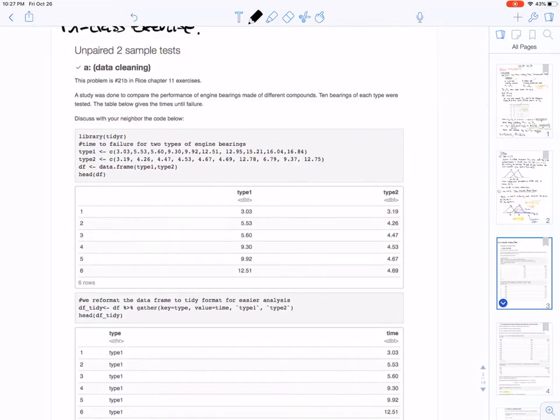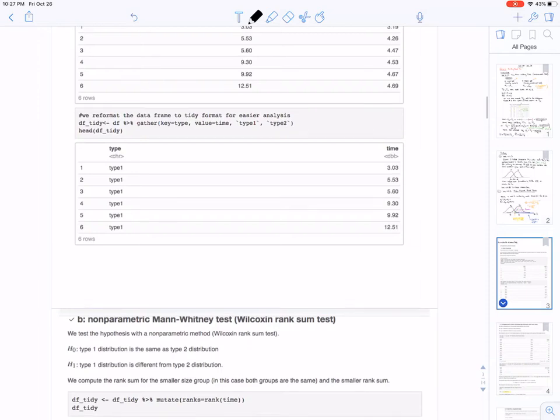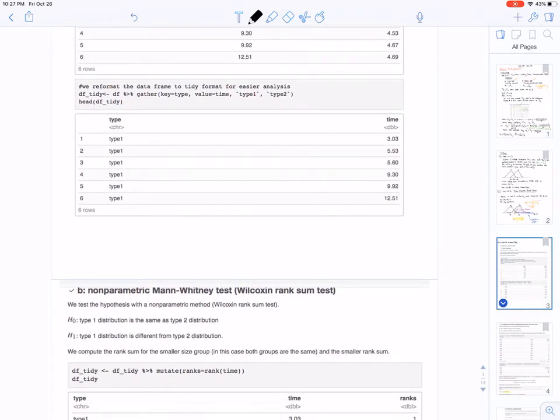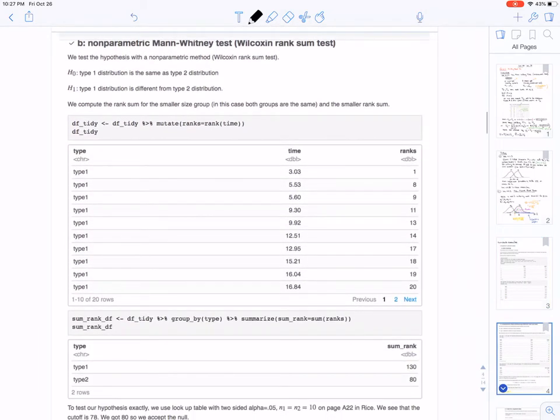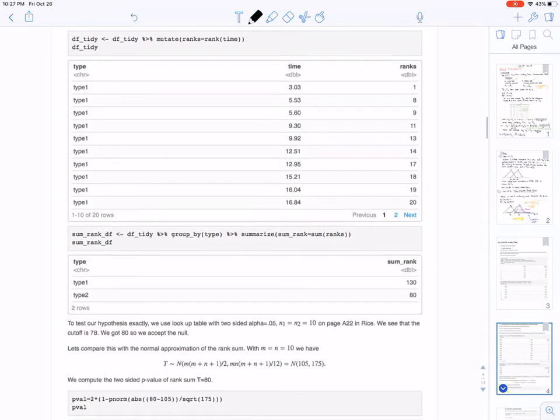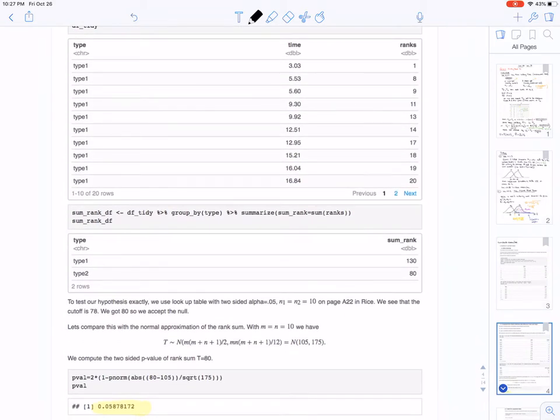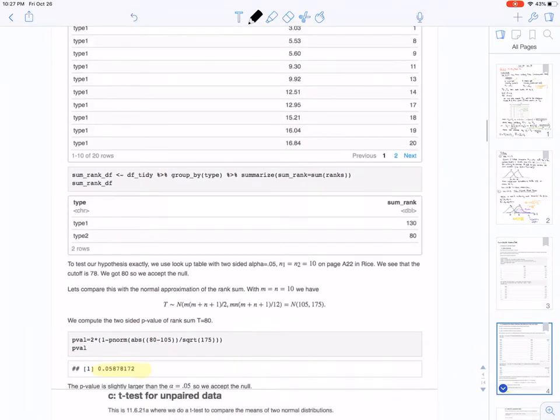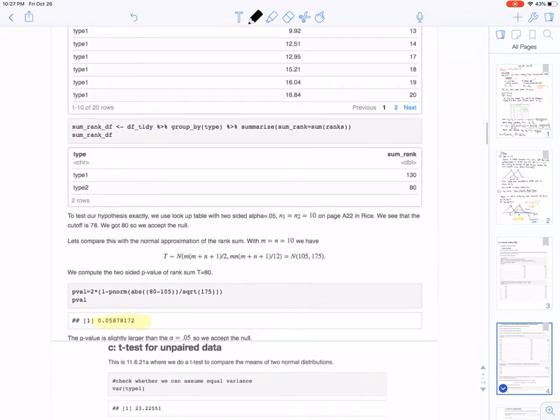So we did this in-class exercise here. Notice there's some data cleaning here. Once we get to the non-parametric Mann-Whitney test, we introduce mutate to introduce a new variable called rank, and summarize to introduce a new variable called sumRank. And we just go ahead and calculate the p-value by hand here. This is a two-sided p-value, 0.0587.